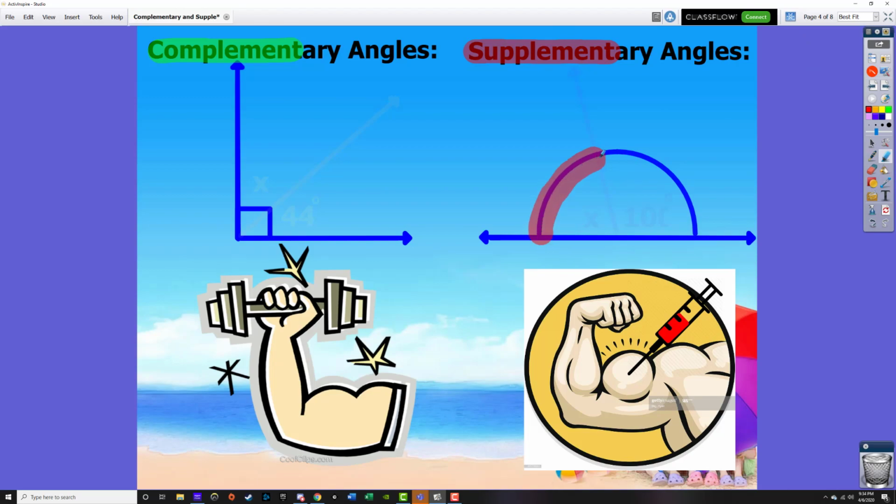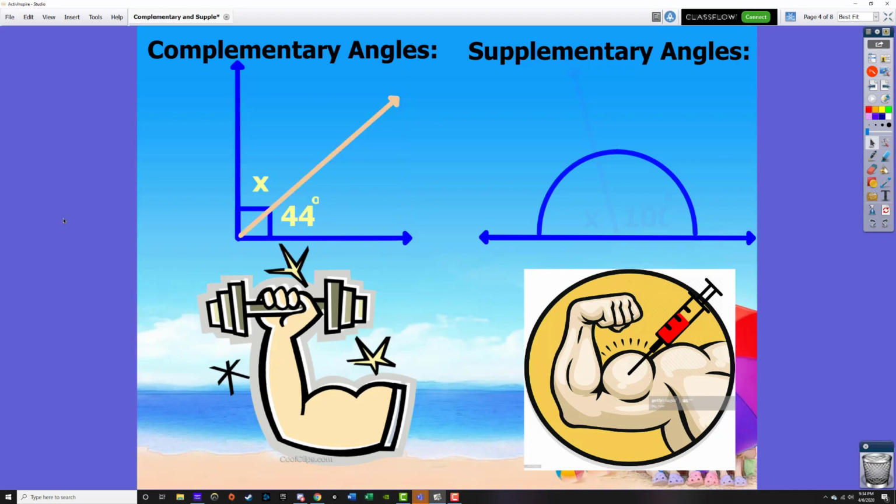Okay, they're the ones that add up to the big 180 degrees, whereas complementary angles add up to the well-toned but not overly terrifying 90-degree angles. Okay, so complement is a well-toned angle. Supplement is a big, terrifying steroid angle. Okay, that's how I remember it. Hopefully, that will help you as well. I will leave these graphics up for the next few examples.